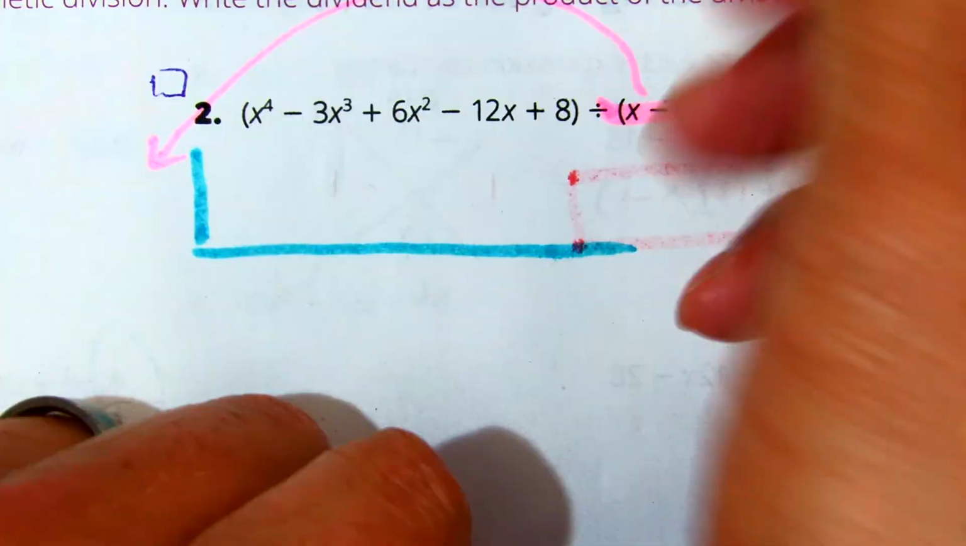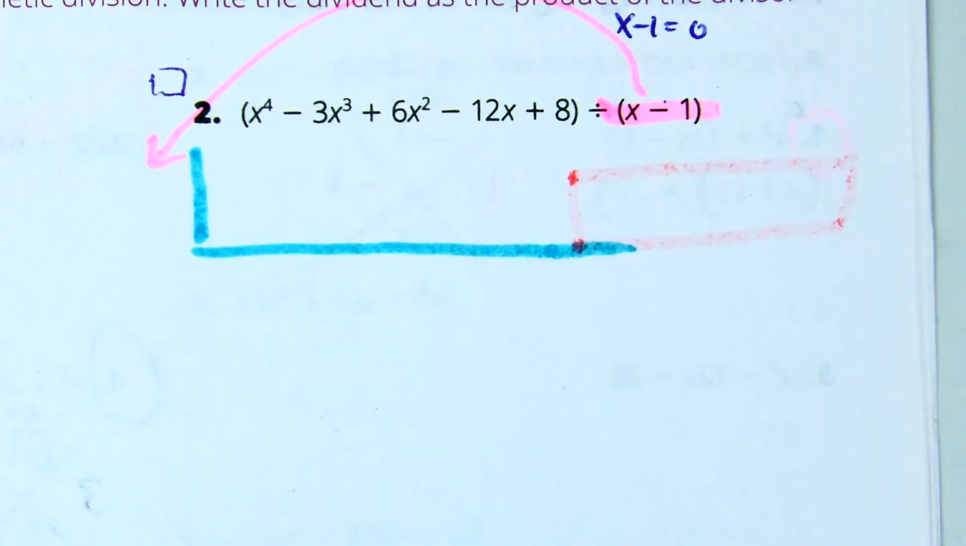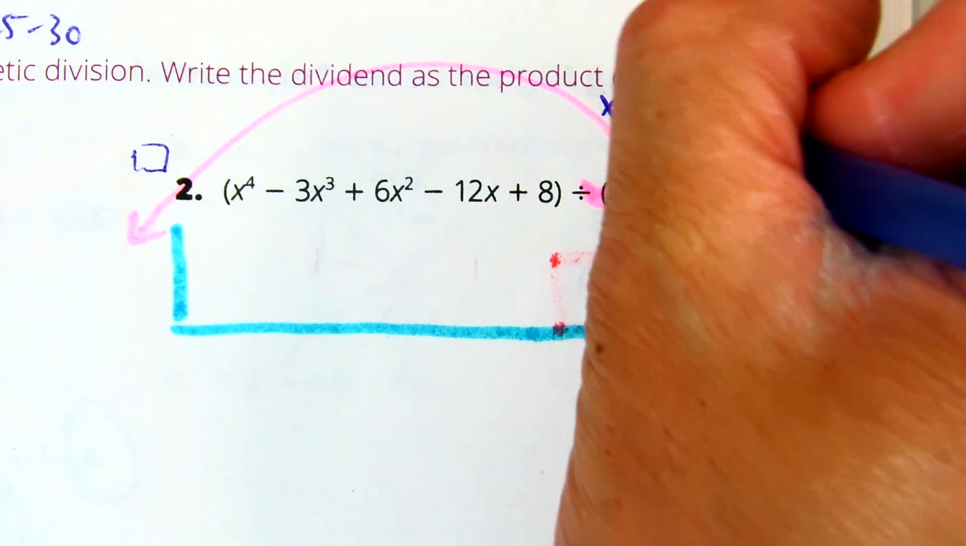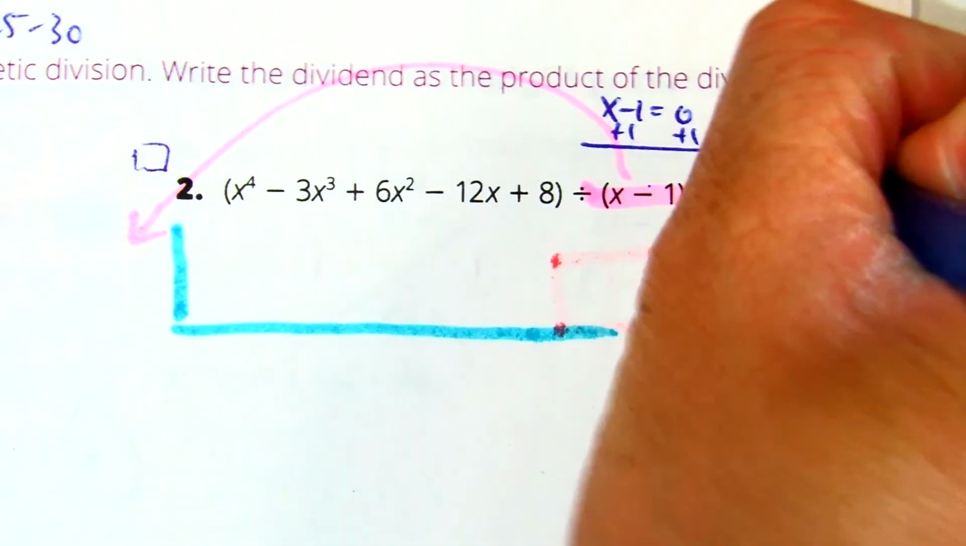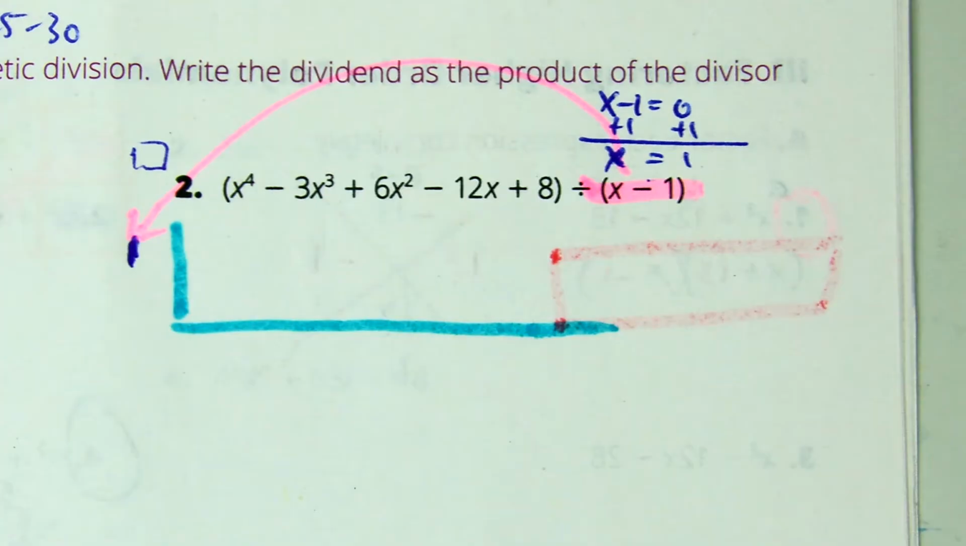Class, I'm going to write this number and set it equal to 0. X is equal to? 1. Raise your hand if you got 1. Okay, we worked on that last week. That's turning a factor into a 0.